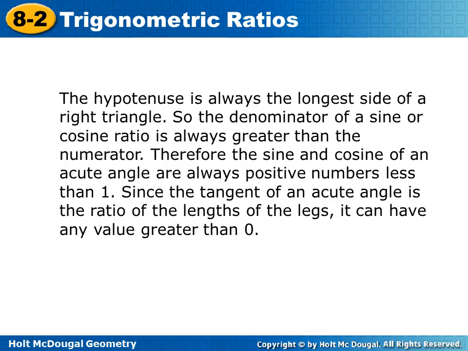The hypotenuse is always the longest side of a right triangle, so the denominator of a sine or cosine ratio always has to be larger than the numerator. Therefore, the sine and cosine of an acute angle are always positive numbers less than 1. Since the tangent of an acute angle is the ratio of the lengths of the legs, it can have any value greater than 0.